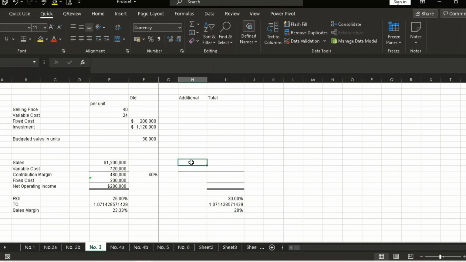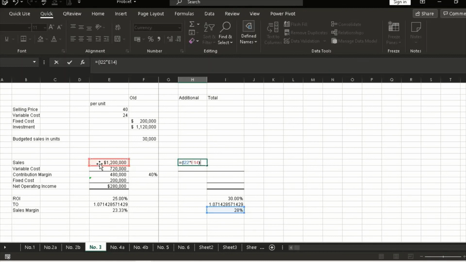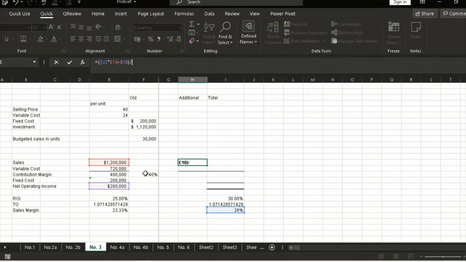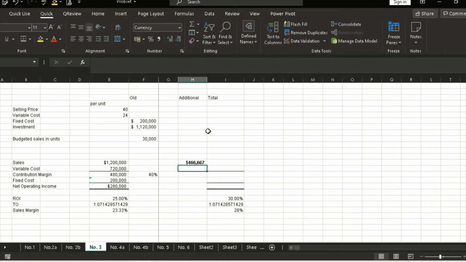We will use the formula that we made for the additional sales, which is the sales margin multiplied to the current sales minus the current income, all over the difference between the contribution margin and the sales margin. And we will get sales amounting to 466,667 for the budgeted sales in units.